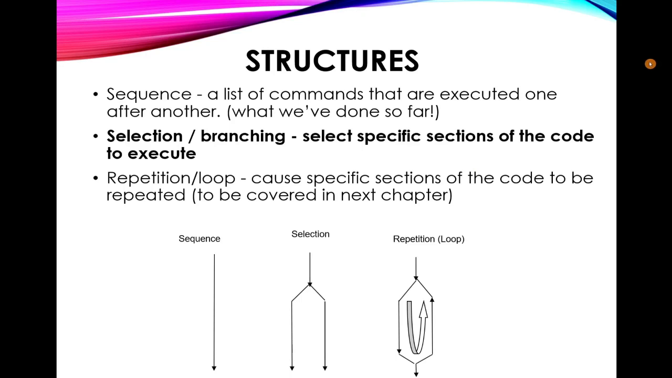Usually, the sections of computer code can be categorized as sequence, selection, and repetition, or we also call it loop. A sequence is a list of commands that are executed one after another. A selection structure allows the programmer to execute one command or a set of commands if some criteria is true, and a second command or a set of commands if the criteria is false.